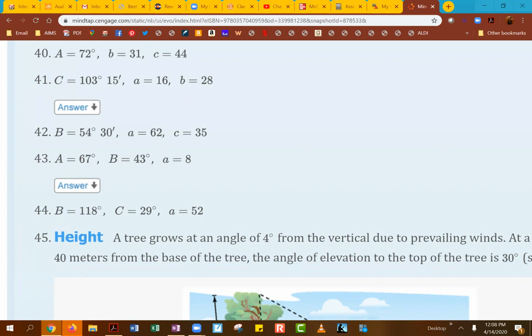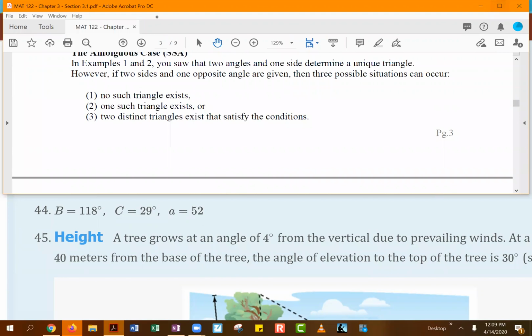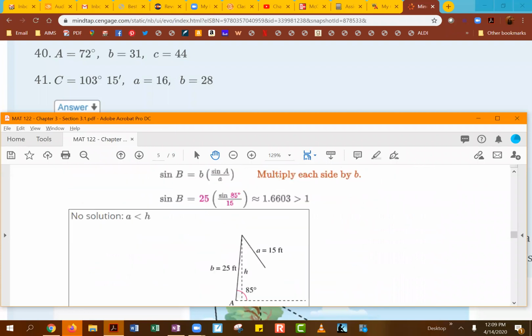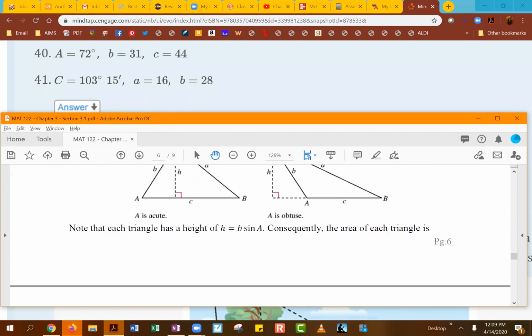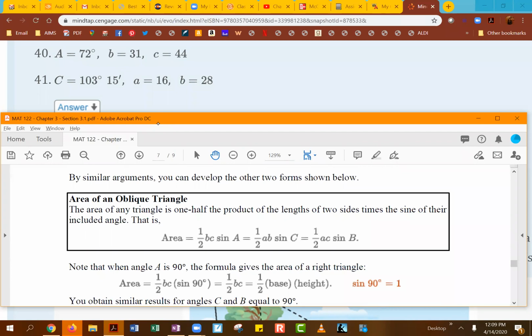Number are we looking at? 40. Oh, 40. And this is actually coming from right here. They have a different version of your area of an oblique triangle depending on which measurements are given to you. So if you're given, which is our case, angle A and sides B and C, then you're of course using this first form.